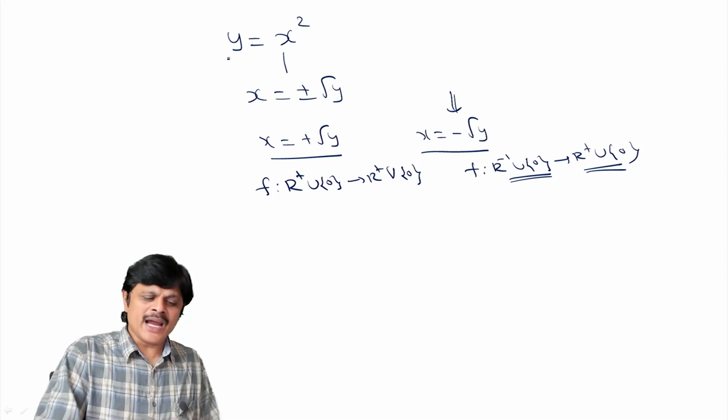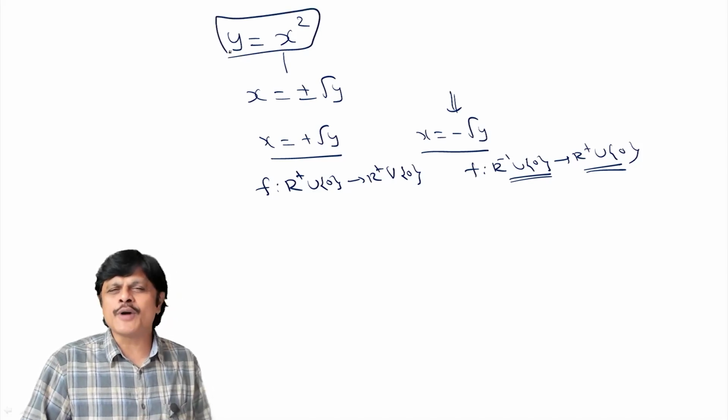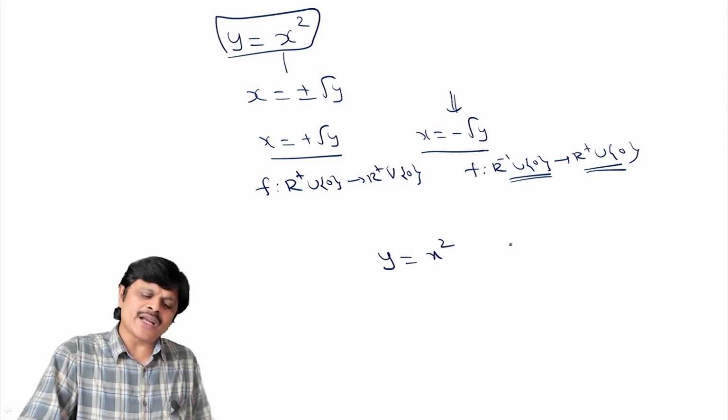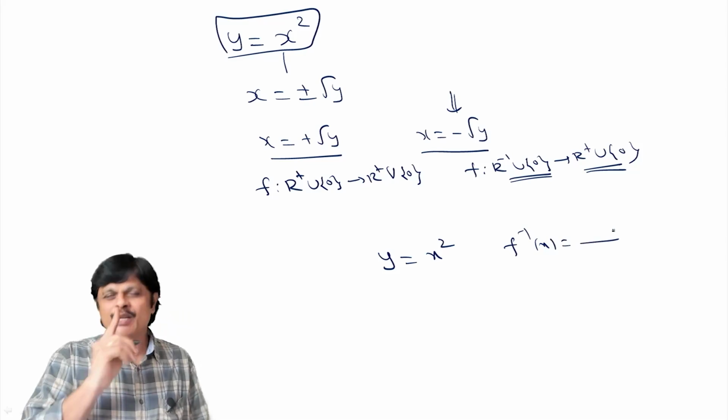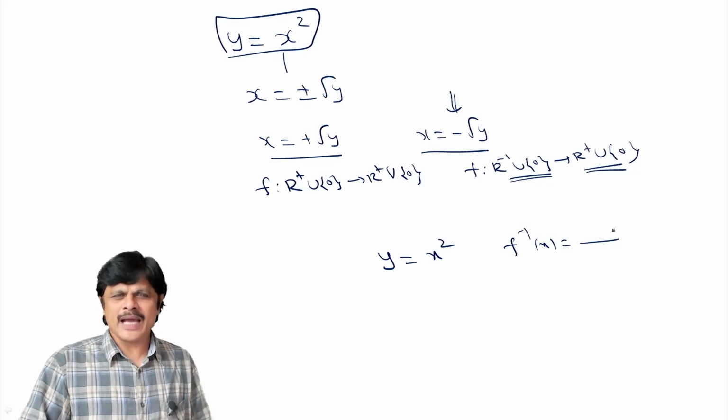Am I clear? And y is equal to x square, don't say whether inverse exists or not directly, you need to ask for domain and codomain. And suppose if he gives y is equal to x square and asks you to find f inverse x, then we assume that the domain and codomain are defined in such a way that inverse exists. Am I clear?